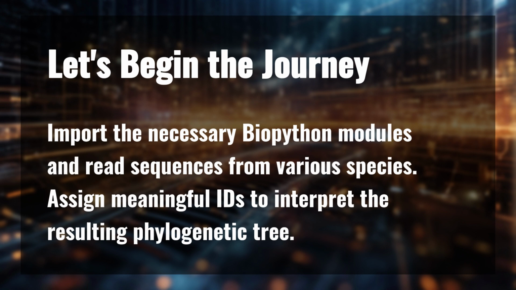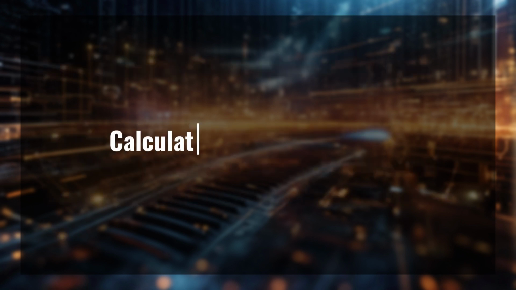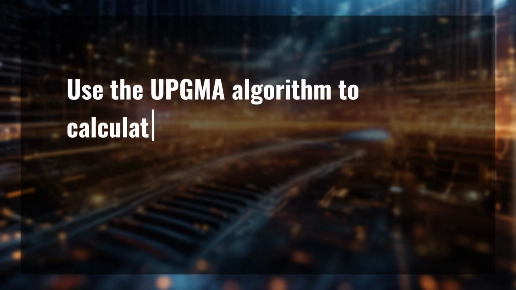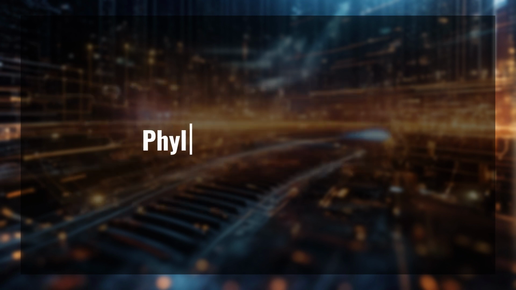We'll start by importing our trusty Biopython module, then read sequences from various species. We'll give them meaningful IDs for clarity and create a multiple sequence alignment to compare their similarity. After this, next we'll calculate a distance matrix. Don't get confused or overwhelmed by listening to this word matrix. It's going to be very simple. A virtual tool for measuring the genetic differences between our species. Remember, it will serve as the foundation of our phylogenetic trees.